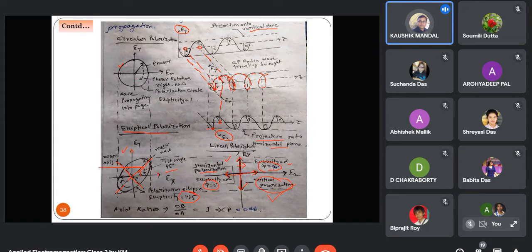Now, if the magnitudes of these two electric field components, the x component and y component, are the same, and phi equals 90 degrees, then it will be the case of circular polarization, and the ellipticity will be 1. So in the case of circular polarization, the major axis and minor axis will be equal. So what will be the axial ratio? Axial ratio will be 1. That is known as the case of circular polarization.